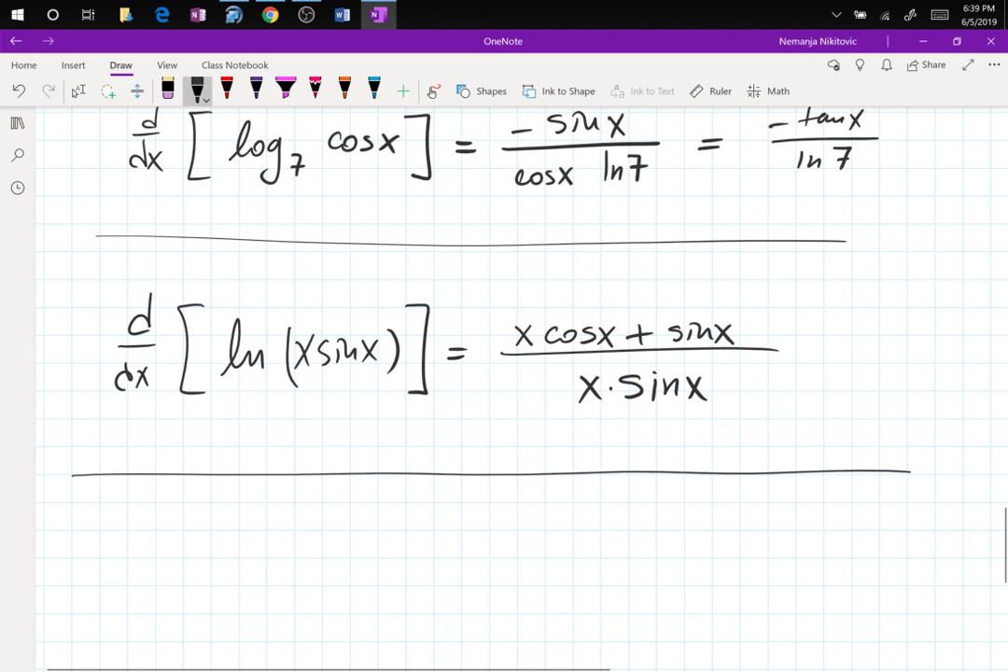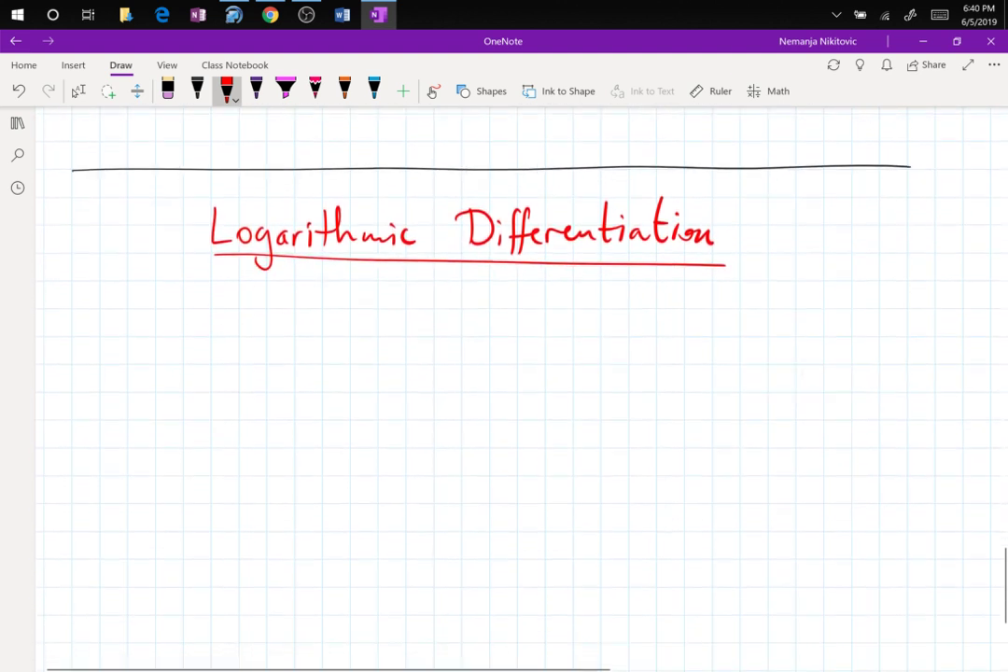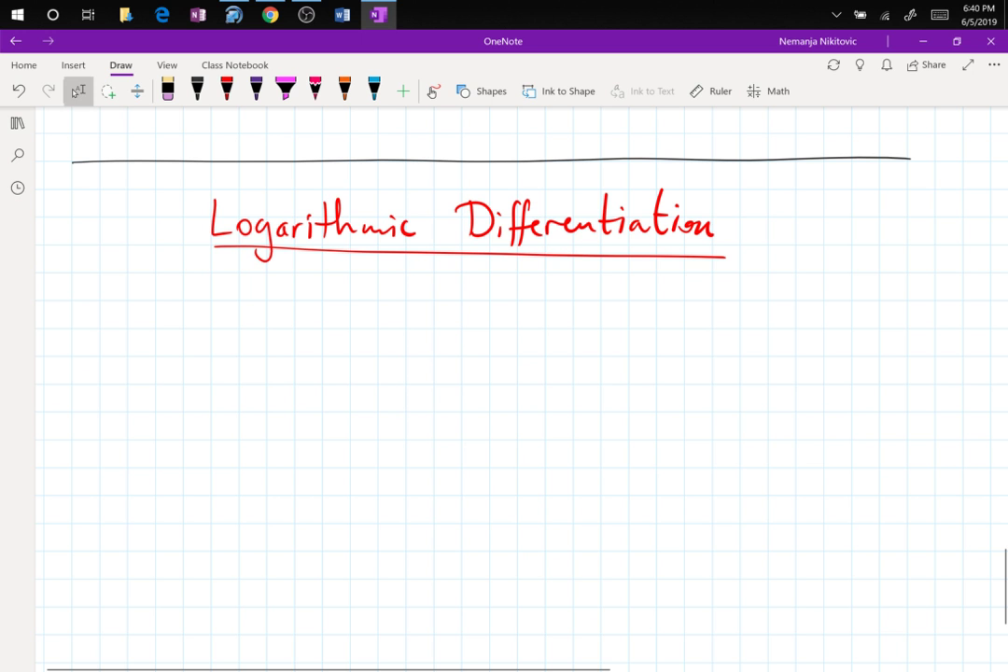The title for the last part of this lecture, the subtitle or whatever, is Logarithmic differentiation. Just to mention one more time, the word differentiation means process of taking the derivative, obtaining the derivative.